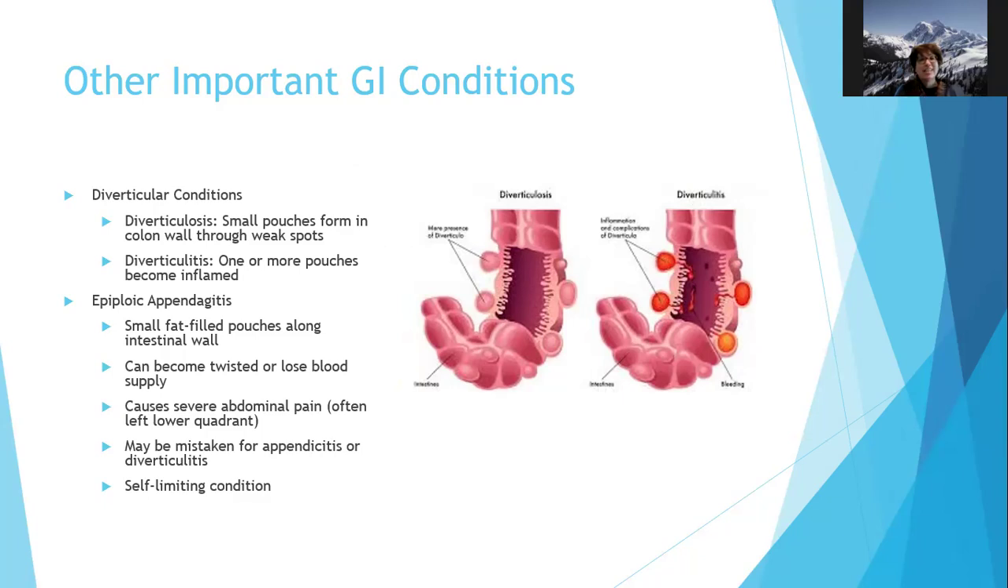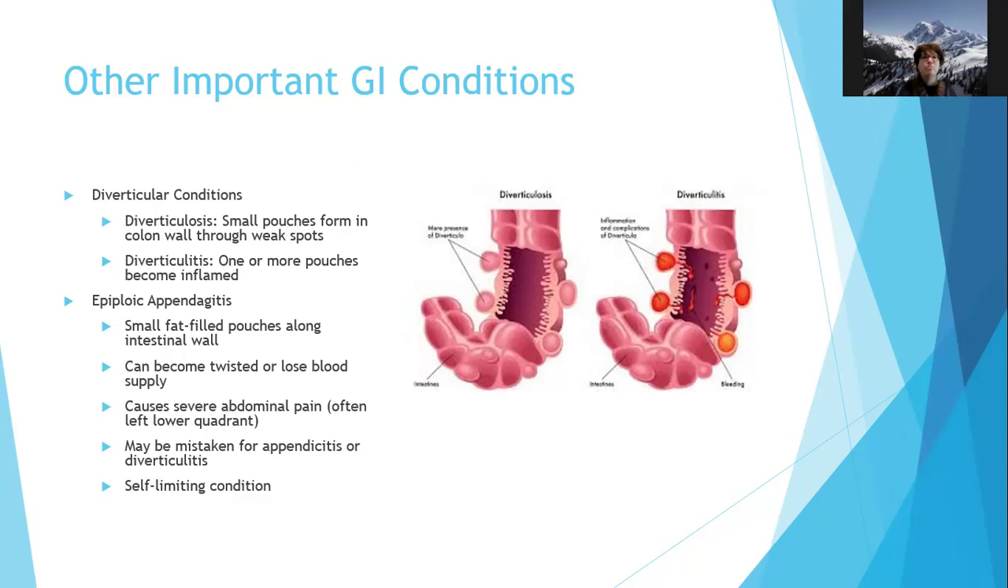Epiploic appendicitis sounds fun, right? They're small fat-filled pouches along the intestinal wall. So it's sort of more like a lipoma than anything, like a little fat nodule. And it's really easy for the intestines to become twisted or lose their blood supply.